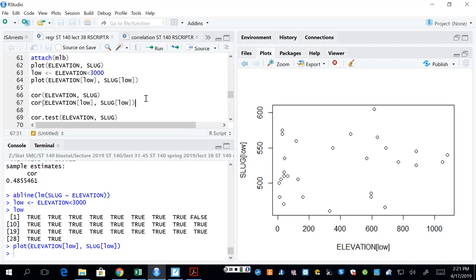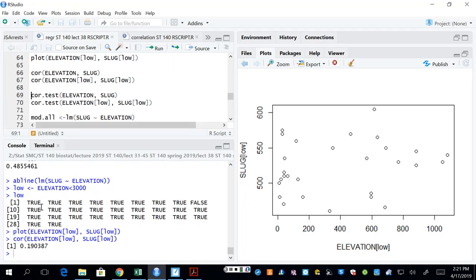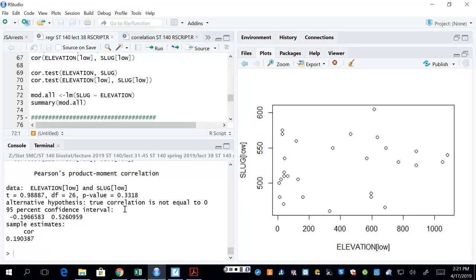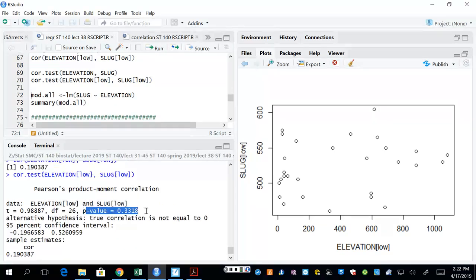The correlation without Denver is 0.19, so it's gone from 0.49 down to 0.19. Which is still, it's not zero, but we don't have a big sample size. So if you do the correlation test on those, then the p-value is 0.3, not significant. The confidence interval for the correlation, -0.2 up to 0.5. Small sample size, so it's kind of wide.